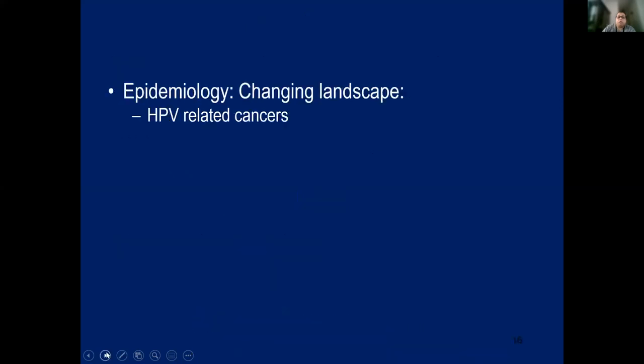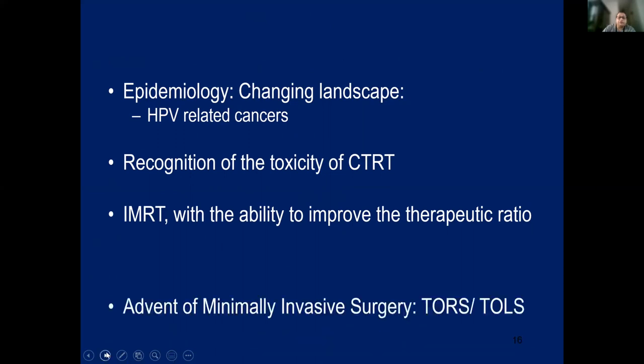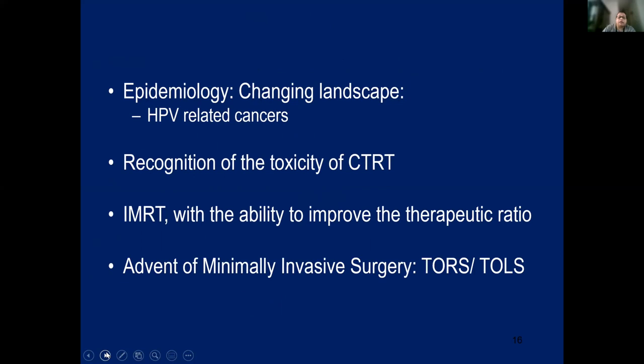Things changed. What happened now was there was a change in the epidemiology. HPV-related cancers began to appear. Then you had recognition of the toxicity of CTRT, IMRT, which is a superior modality for delivery of radiotherapy, was available, and of course advent of minimally invasive surgery was the other thing that we saw.